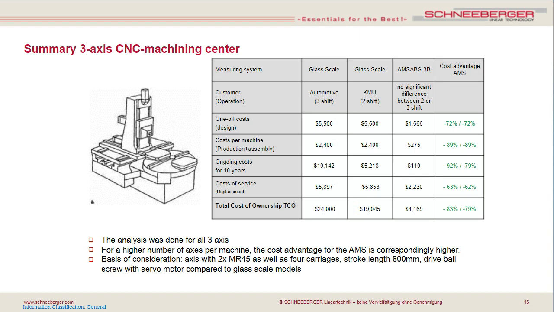Total cost of ownership: $24,400 in three shift mode with glass scale, $90,045 for a glass scale in two-shift mode, and only 4,169 euros for the AMS system.